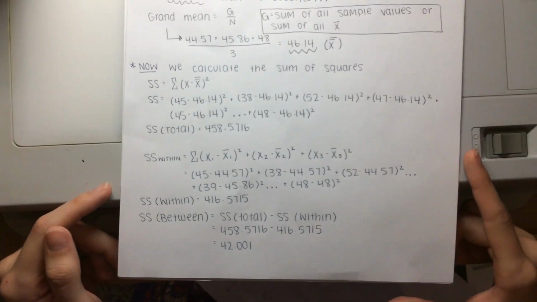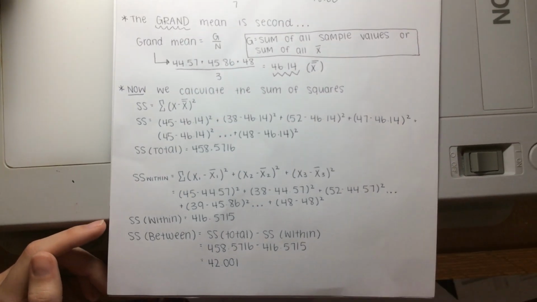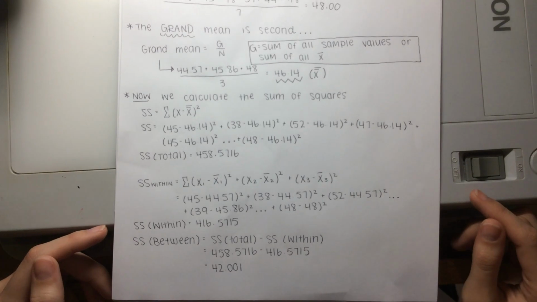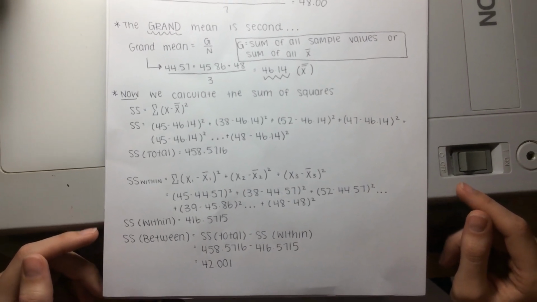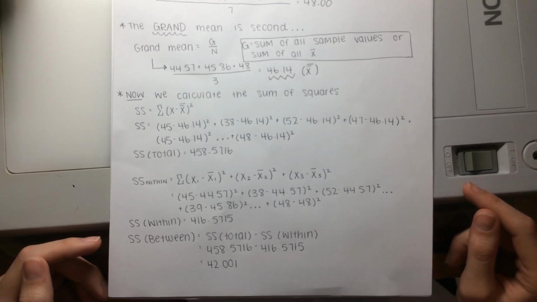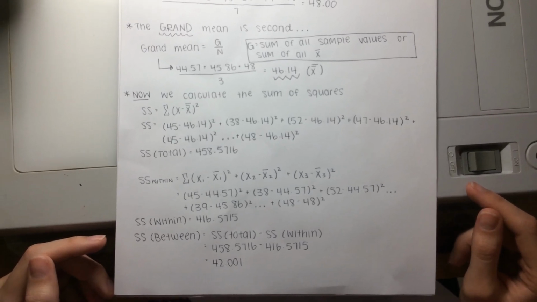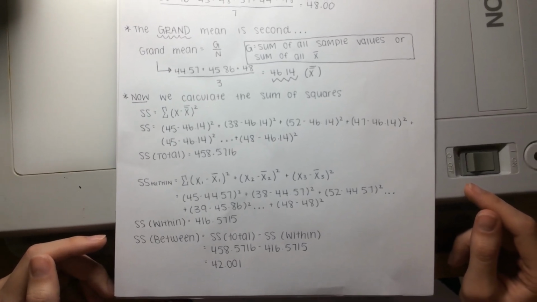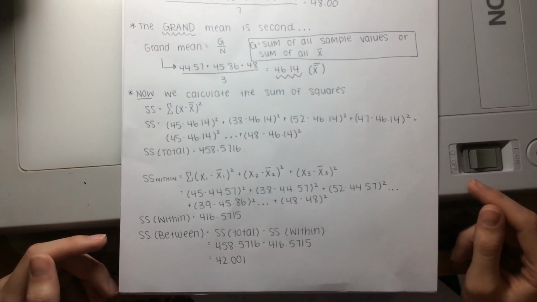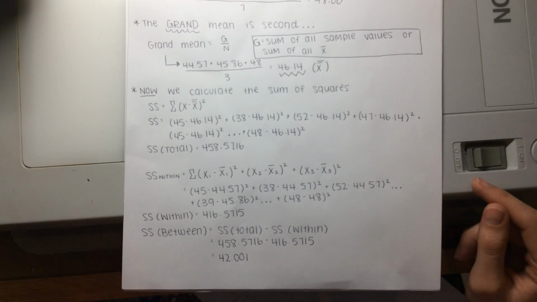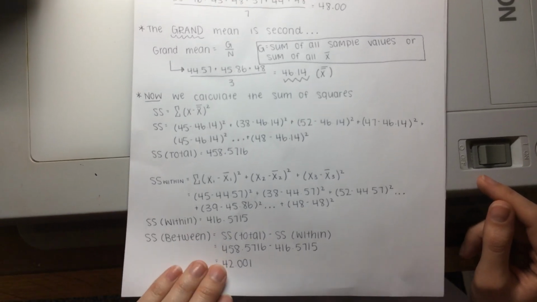In this instance, we got a sum of squares within equal to 416.5715. The sum of squares between is the sum of squares total minus the sum of squares within, which equals 458.5716 minus 416.5715, or 42.001.